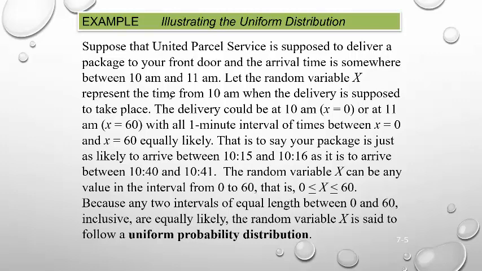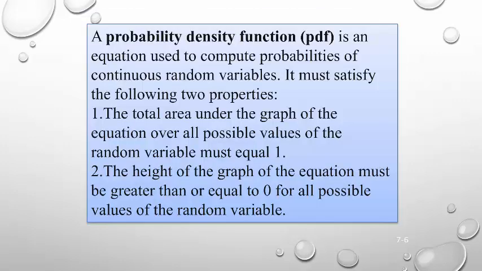Because any two intervals of equal length between 0 and 60, inclusive, are equally likely, the random variable is said to follow what's called a uniform probability distribution. What that means is that because all the odds are exactly the same, it's uniform. Now we have what's called a probability density function, or PDF. This is just an equation used to compute probabilities of continuous random variables, like the time example, which is a continuous random variable.